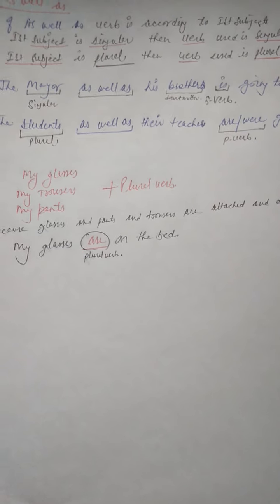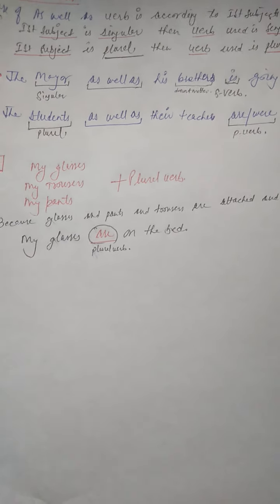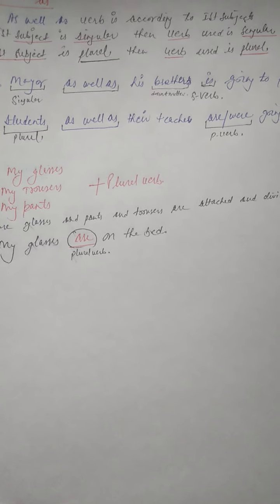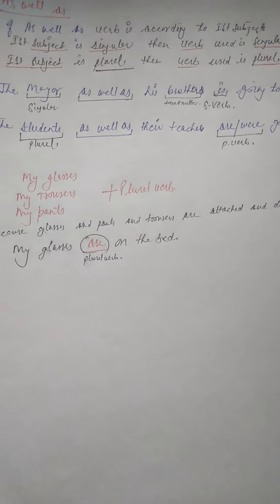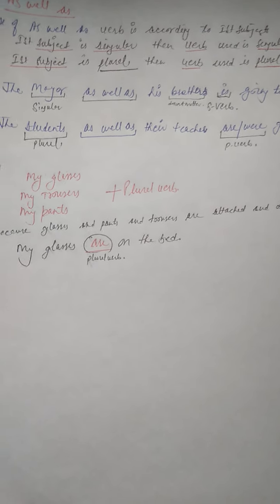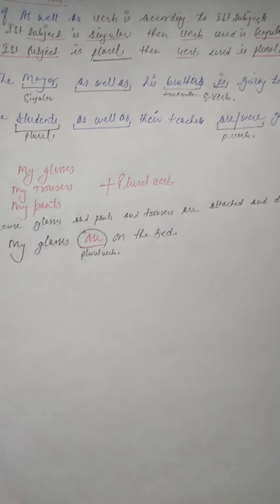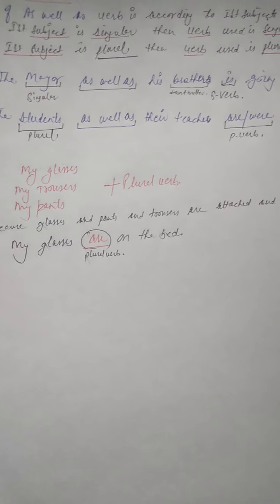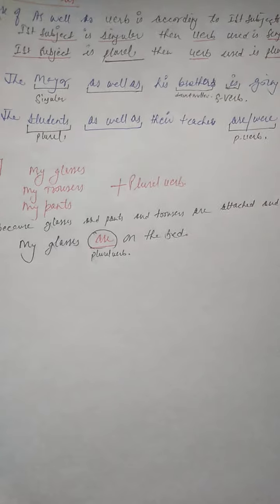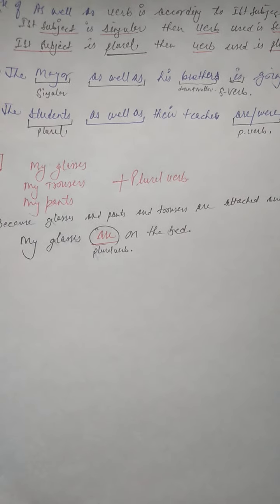And second example is: the students as well as their teacher, not teachers, it's teacher, were going to picnic. So here the subject is students, which is plural, and 'are' and 'were' is plural. So we'll use 'are' or 'were' in case of verb. In which case 'as well as' के साथ हम यूज करेंगे अगर सब्जेक्ट सिंगुलर में है तो वर्ब भी सिंगुलर होगा, अगर सब्जेक्ट प्लूरल है तो वर्ब भी प्लूरल होगा.